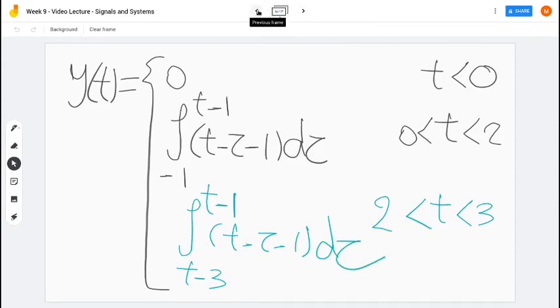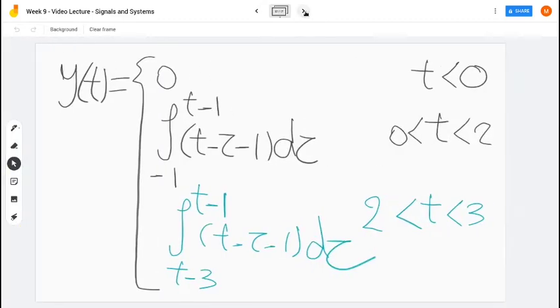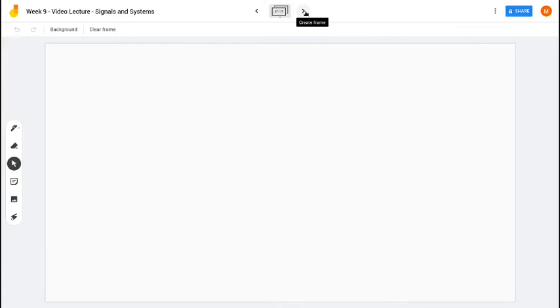And the next interval would be when t minus 1 is larger than 2. And let me draw it in a different color. The new interval would be like this, which is t minus 1 larger than 2, and this edge, which is t minus 3, less than 2. So if t minus 1 is larger than 2, it means t larger than 3. So going over here, I can write down that y of t is equal to, and the interval would be t larger than 3.